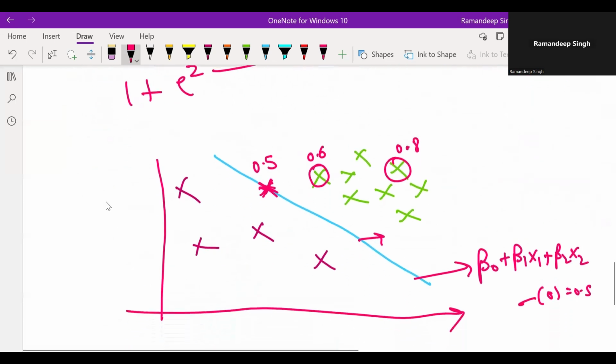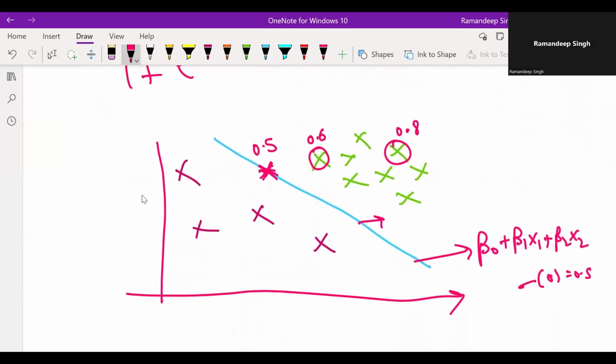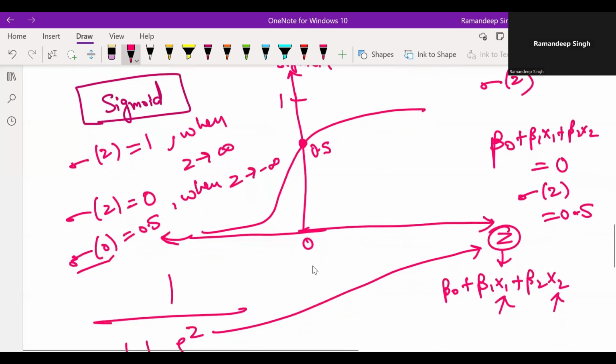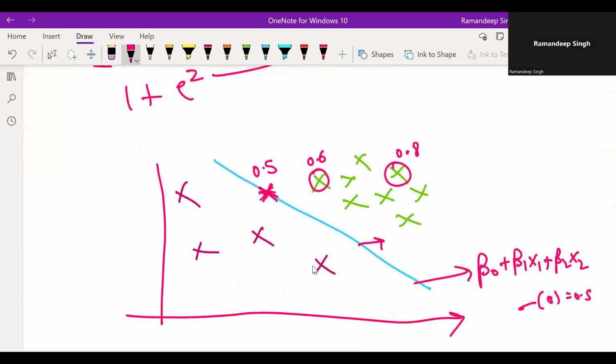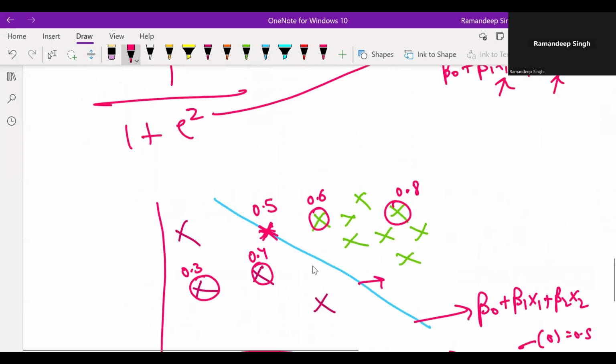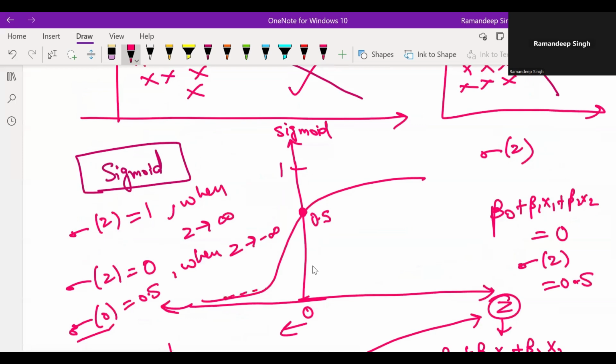Similarly, a point to the left of the line will return a negative value of z. And when z is negative, the sigmoid will return a value less than 0.5, but always greater than 0, right? So I can say that this point has a value of 0.4, and this point has a value of 0.3. Because z will be even smaller for this point, the sigmoid will return an even smaller value for this one. You can compare it: if it is -2 and it is -4, this point will be smaller than this, right?